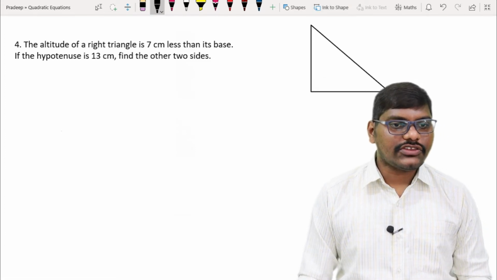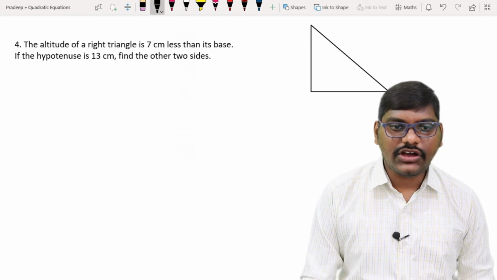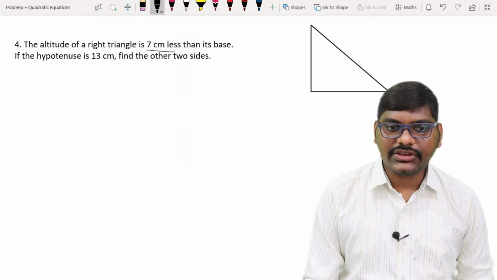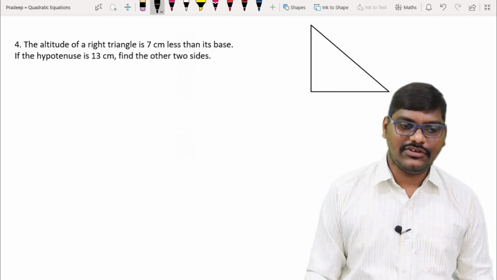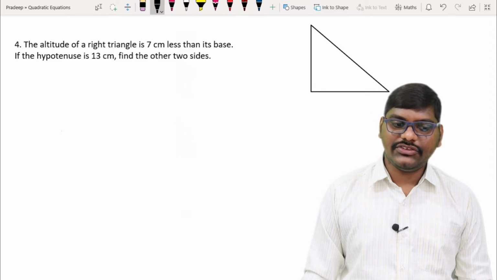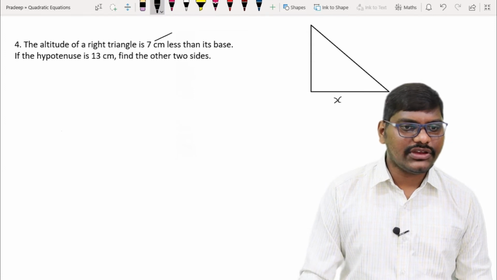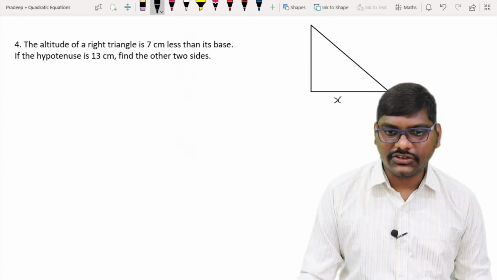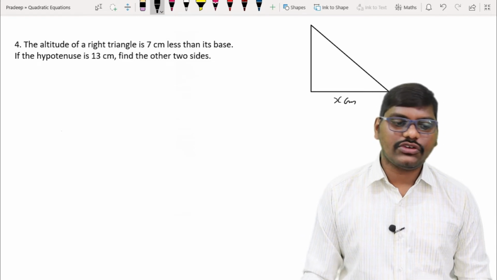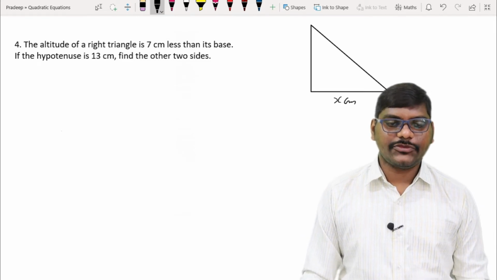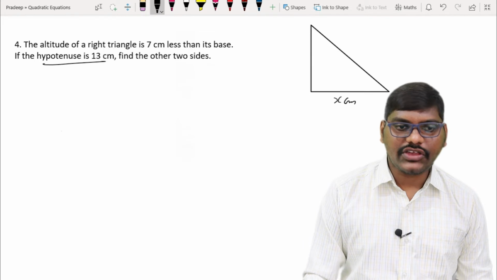Okay. So they're saying what? The altitude of the right triangle is 7 centimeter less than its base. So first of all, we don't know what the base is. So for that reason, we'll just take the base as x. They said centimeter, so we'll take this also in centimeter. So the base we just took as x centimeter. And they gave the hypotenuse as 13 centimeter.